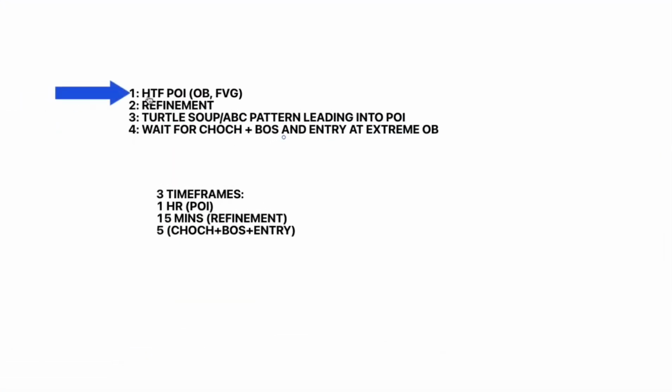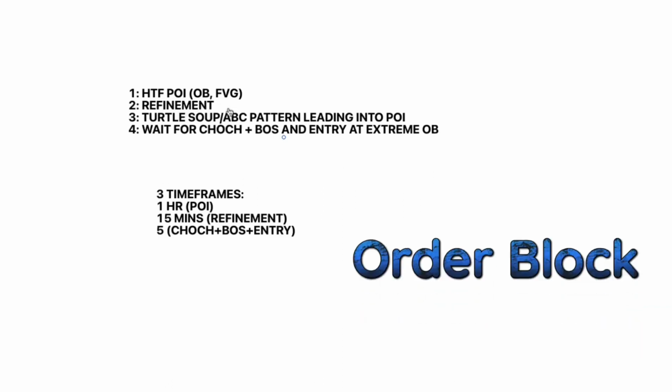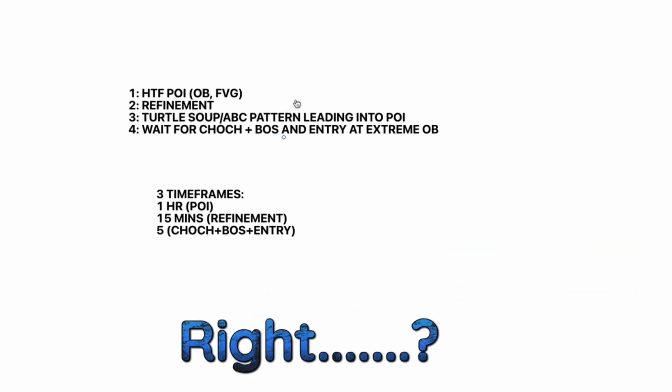The first rule is that we need to identify high time frame POIs. This could be an order block or a fair value gap, but I personally prefer order block. Number 2 is refinement. We need to go to a lower time frame and refine that order block, so we get the exact entry, right?